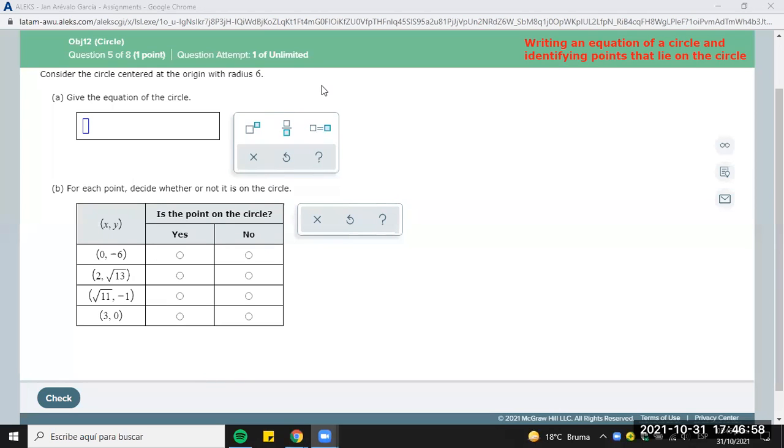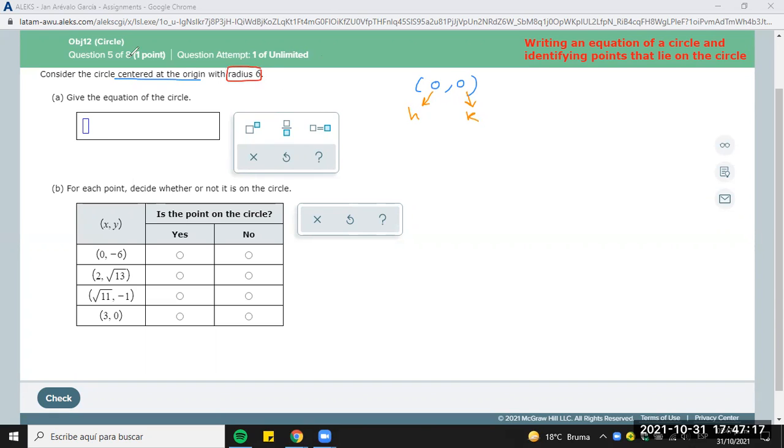Okay, let's look at this. Consider the circle centered at the origin. We have done this before. The origin is 0, comma 0. So that means that h is 0 and k is 0, right? Now it says that the radius is 6 already.